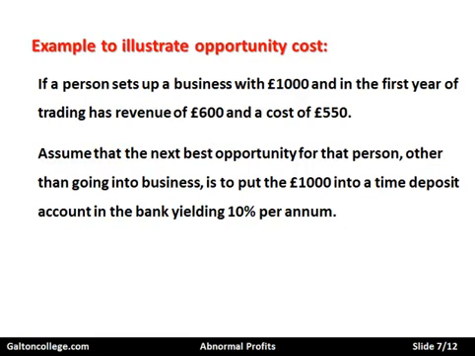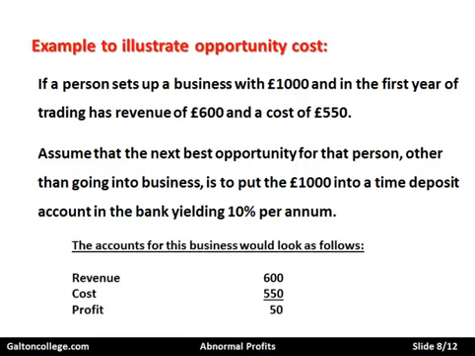Now, what we need to do is to work out the accounts with this information in mind. The accountant for this business would work out the following. The revenue is 600, the costs are 550, subtract the 550 from the 600, giving a profit of 50. Seems reasonable. But that figure does not take into account the £1,000 which was invested, which could have been put into the bank and would have yielded 10%. In other words, the person is giving up £100 immediately, 10% of the 1,000. That's what the person would have got had he or she put the money into the bank. So there's £100 straight away not accounted for.